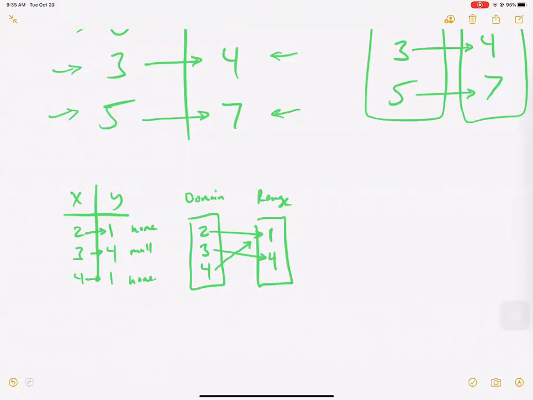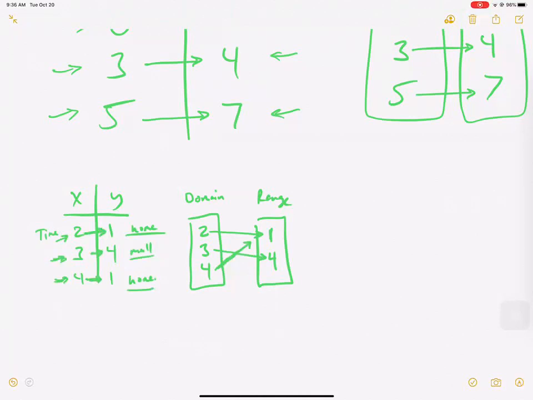So think of this as time. At 2 o'clock, where are you at? You're at home. At 3 o'clock, where are you? At the mall. At 4 o'clock, where are you back at? You're back at home. So it kind of makes sense. At 2 o'clock, I'm at home. At 3 o'clock, I went to the mall. And at 4 o'clock, I'm back at home. So the function is almost like a car. It's driving you around town. And we're okay to do that. Our range here can repeat because I can be at home multiple times.